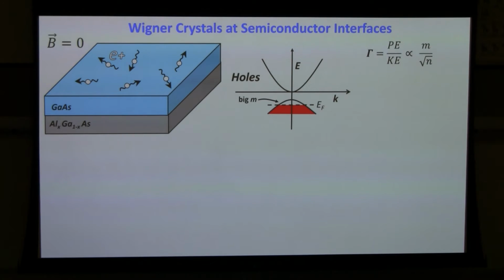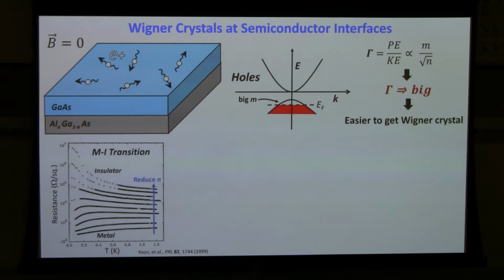Well, people have evidence that they can do it then as well, but the trick now is to put the Fermi level into the valence band because now the holes have a big effective mass, and so that makes this ratio larger, and it's easier to get a Wigner crystal. And there is some evidence from Yoon and co-workers that they've seen a Wigner crystal under these conditions. Here they've measured resistance as a function of temperature, and they see evidence for a metal insulator phase transition as they increase or decrease the density, as you can see.